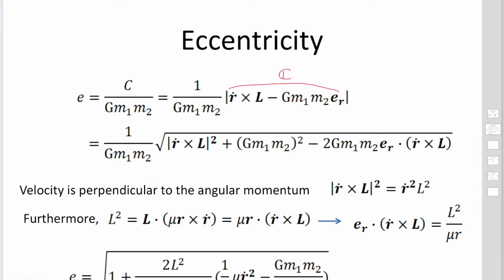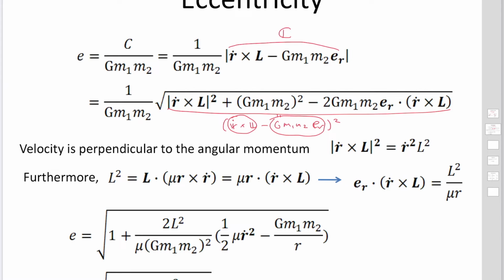Then we'd like to find out the magnitude of the Laplace-Lagrange vector. Then take the square. So this corresponds to the square of r dot cross L minus G m sub 1 m sub 2 e r squared. They expand and take a square root. So the first term is the square of the first term, and the second term is the square of the second term, and the cross term is the last term. Okay, then we'd like to consider each term.